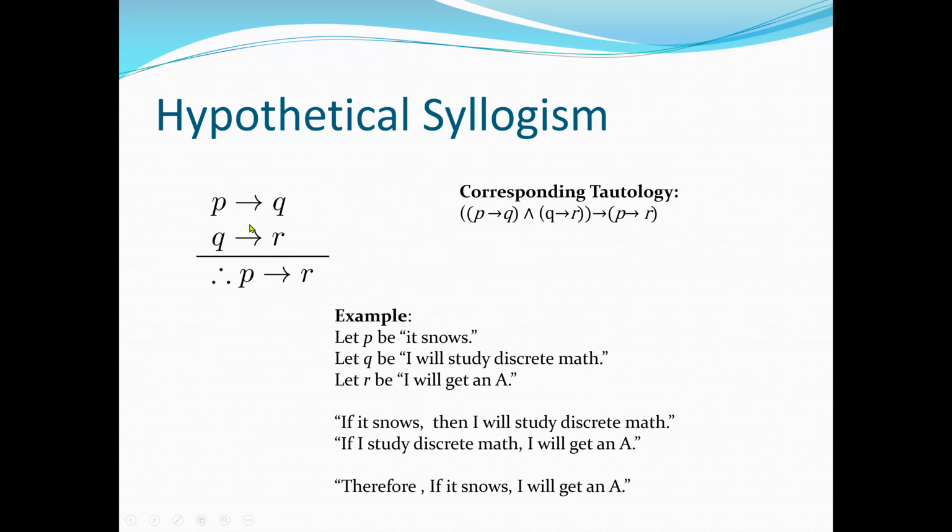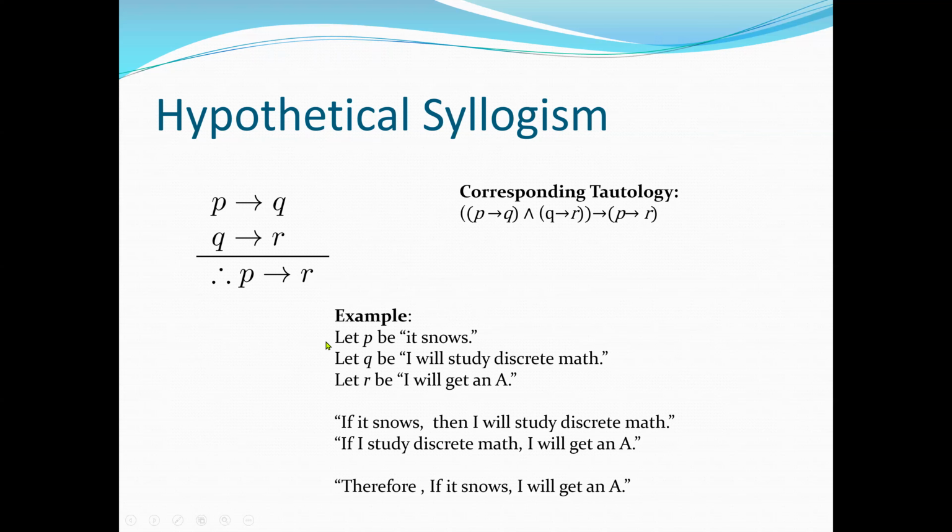Another example here is, okay, if P implies Q and Q also implies R, so we can see P implies Q, but Q also implies R. Then we can say P also implies R. Because since P implies Q and Q goes to R, then P also should go to R. So this is the corresponding tautology. We know that P implies Q and Q also implies R. So if that's the case, then P also implies R.